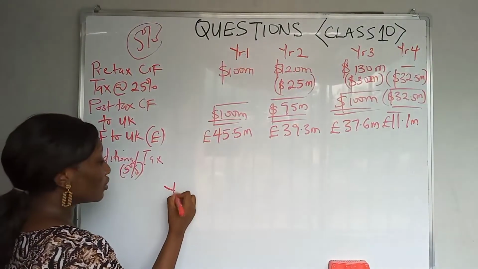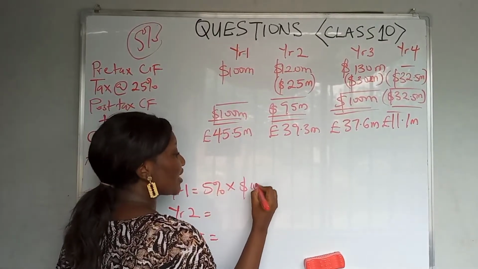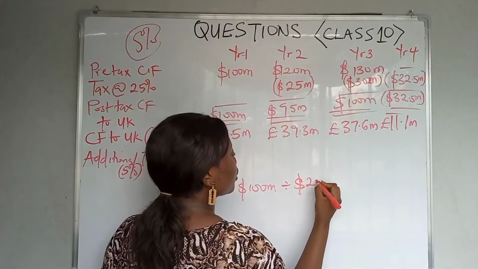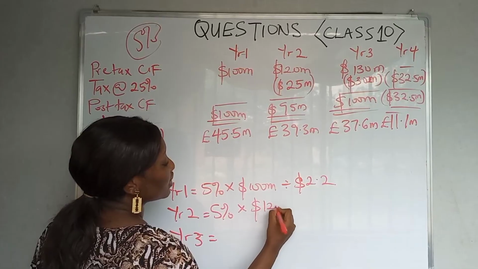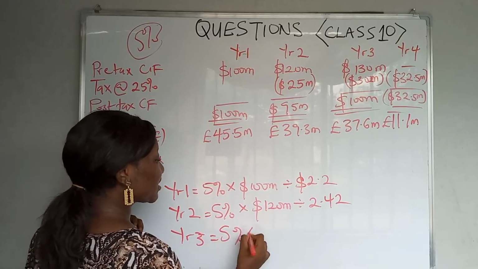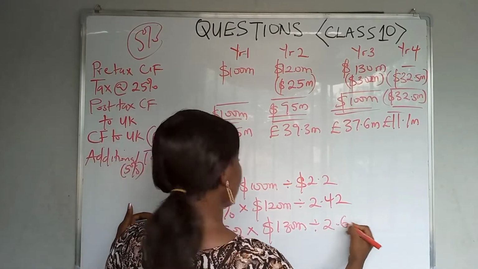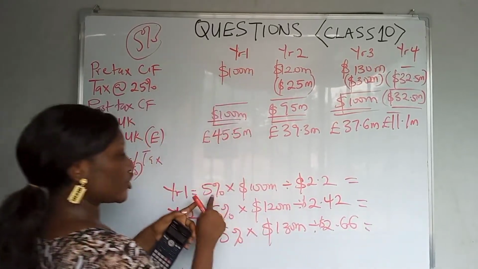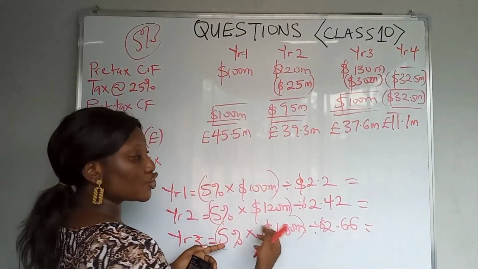So how do you now get it for year 1? That's 5% of 100 million, but you convert it by dividing by your exchange rate in year 1, which happens to be 2.2. Year 2 is 5% multiplied by 120 million, divided by 2.42, and year 3 is 5% multiplied by 130 million divided by 2.66. So you must convert. What you did is just pick the remaining 5% balance and convert it. That's just it. It's something you show in your working notes also.